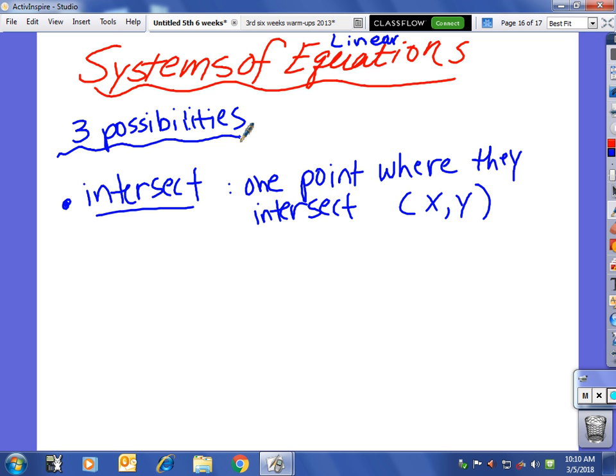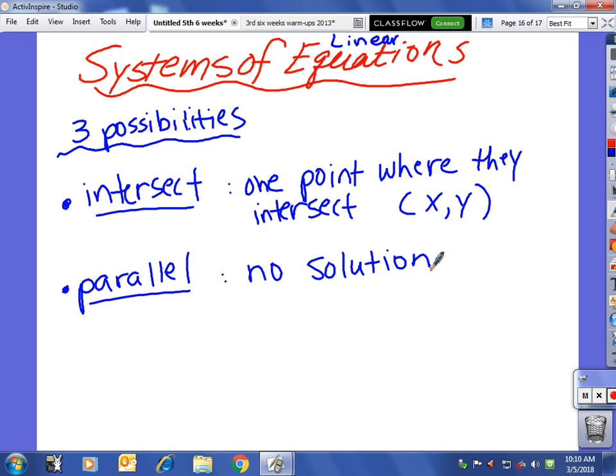Do all lines intersect? Parallel lines do not. So if you happen to come across a system of equations involving parallel lines and you're asked to find the solution, the answer is there is no solution because they will never intersect. And there is one more possibility.